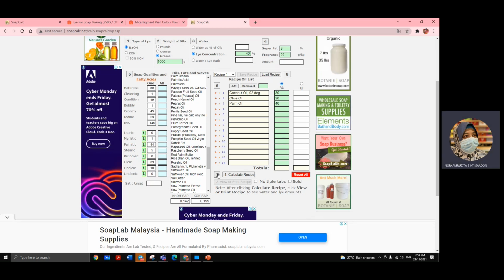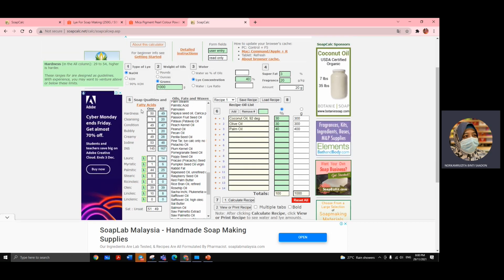Then you just click number 7, which is to calculate the recipe. Just calculate the recipe and then view the recipe. But before that, you can check here, which is number 5. You can check number 5 whether it lies on the category or specification that you would like to have. So this one is for the cleansing.